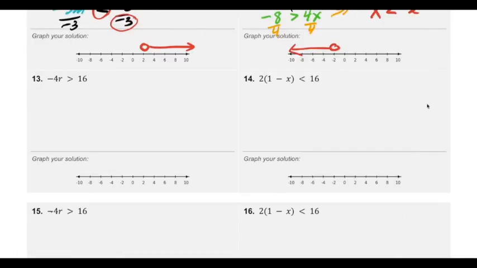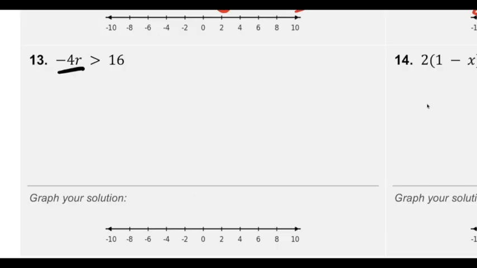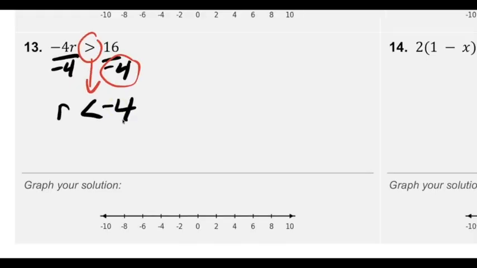Oh, these are the same, so we can cancel these out. Nothing changed here. Okay, so here, let's divide by negative 4, divide by negative 4. Divided by a negative, so you have to switch the inequality. So I get r is less than negative 4. Again, dividing by a negative, so you have to switch this guy. So go to negative 4, open circle to the left.